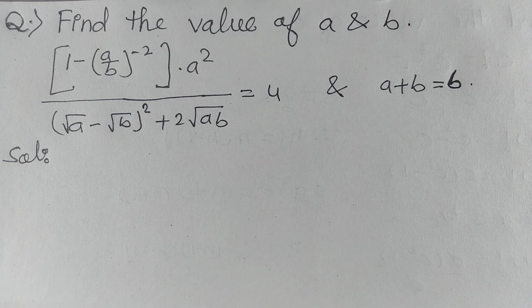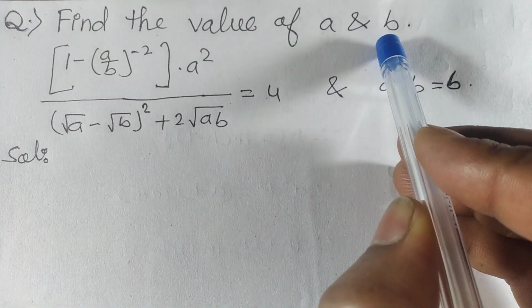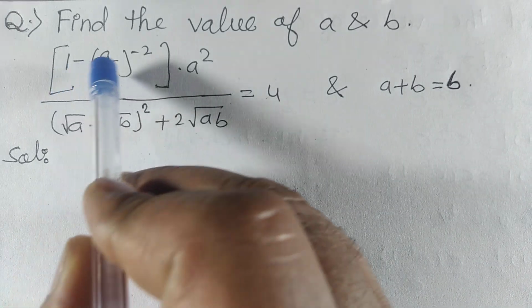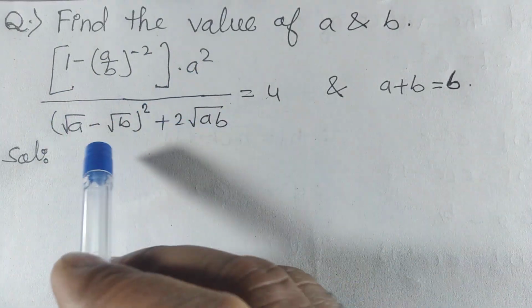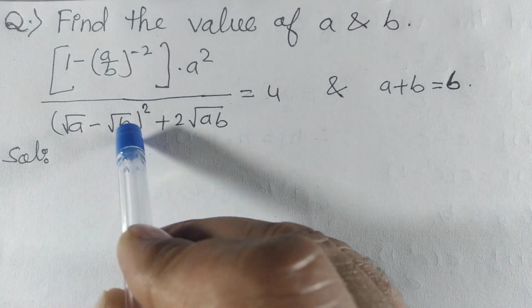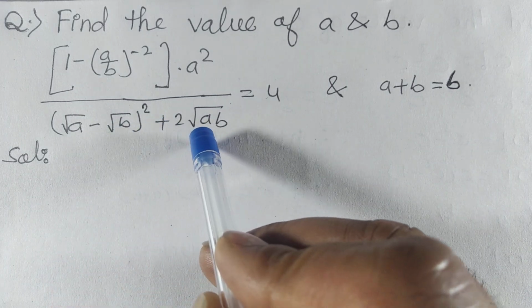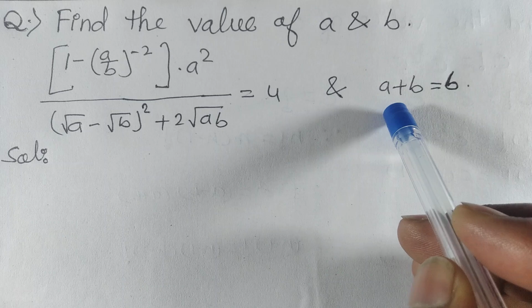Hello friends, our question is: find the value of a and b from the expression (1 − a/b)^(−2) × a² / (√a − √b)² + 2√b = 4, and a + b = 6.